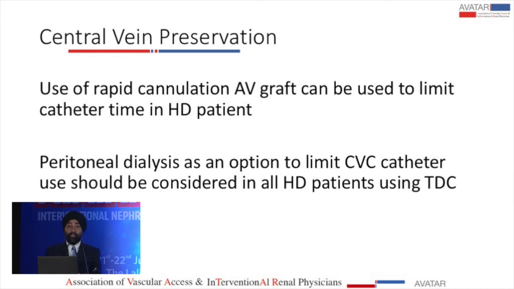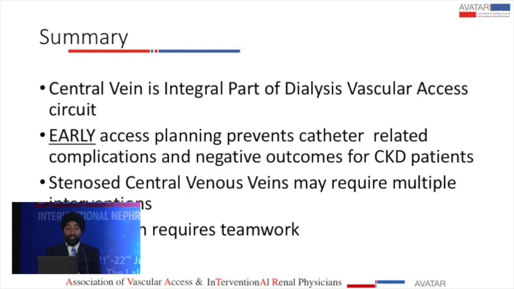There are rapid cannulation AV grafts that we have used for patients who do not have an AV access. And these are grafts that can be cannulated within hours of placement so that you can start dialyzing them through a graft, an AV access, rather than through a tunnel dialysis catheter.